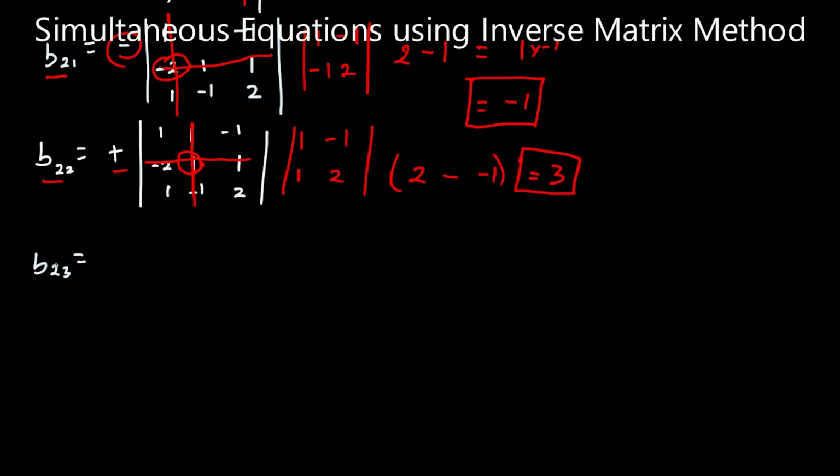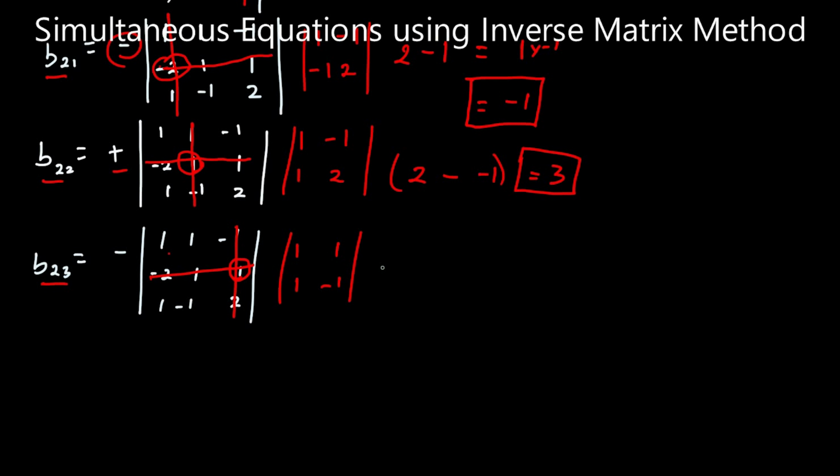the sign for B23 is negative, so we have minus, and our matrix, which is 1, 1, minus 1; minus 2, 1, 1; 1, minus 1, 2. We close down the row again and the column that will contain the element B23, which is 1. So we close this row, we close this column, we remain with 1, 1, 1, minus 1.